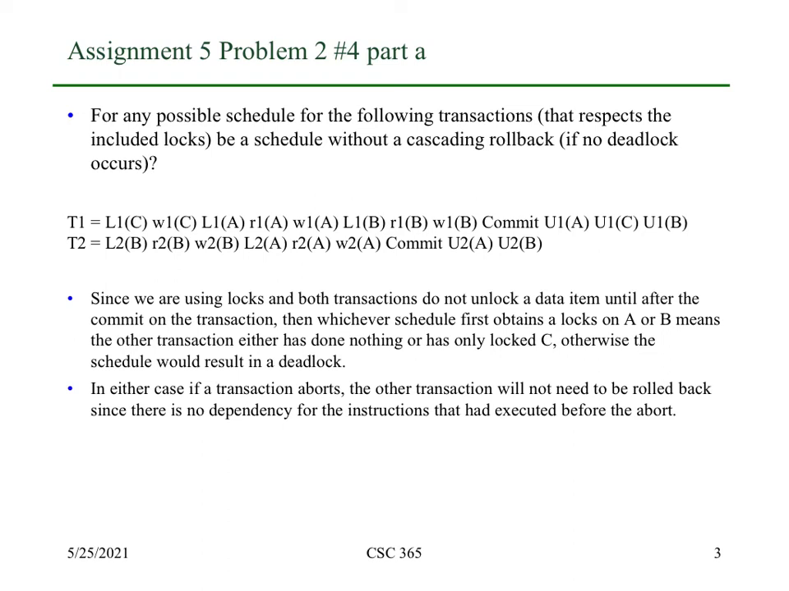So that implies in either case, if a transaction aborts, whether it's transaction 1 or transaction 2, the other transaction will not need to be rolled back since there is no dependency from the instructions that had executed before the rollback occurred.